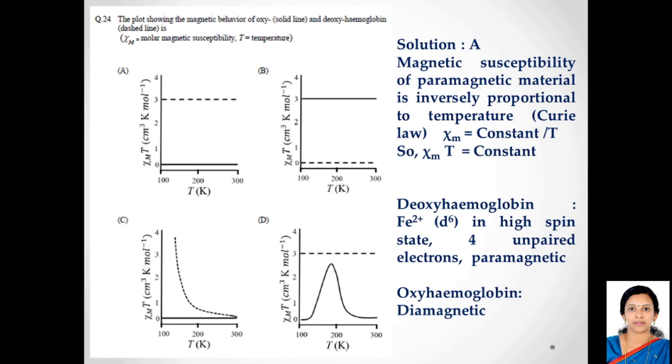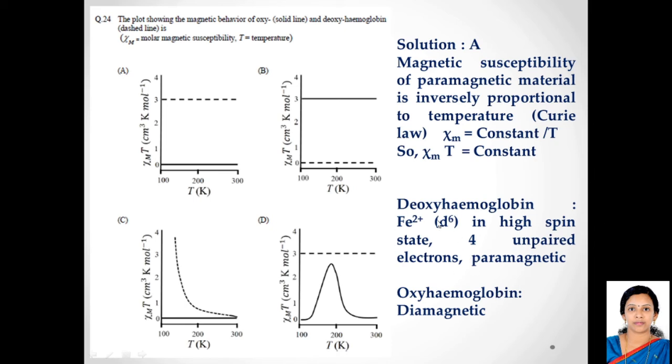There is a law called Curie's law, which you might have studied, according to which for a paramagnetic substance, the magnetic susceptibility is inversely proportional to the temperature. So the magnetic susceptibility chi m is inversely proportional to temperature. If that is the case, chi m multiplied by temperature will be a constant. Now let's look at the case for deoxyhemoglobin and oxyhemoglobin.